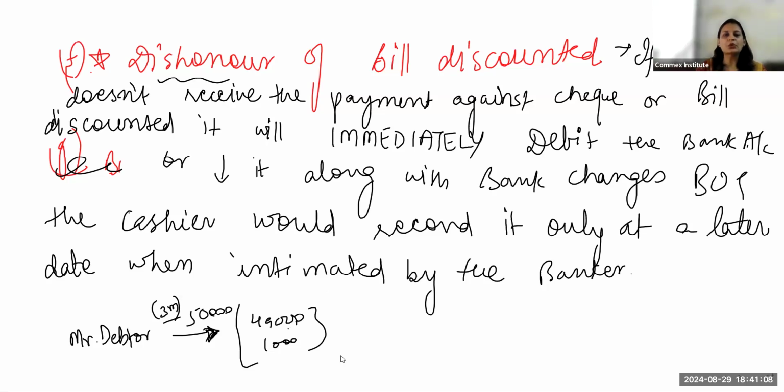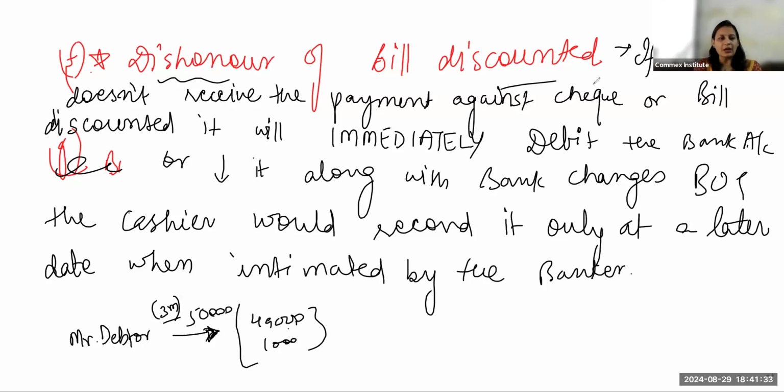Right? So that is what is known as dishonor of a bill discounted. Discounting of a post-dated check is what we're talking about here. Discounting means, what happens if I'm going to receive payment after 3 months? It is a post-dated check of 3 months, but I want the amount now. So I go to my banker and request him, please discount it.